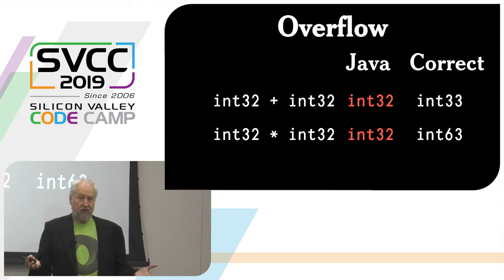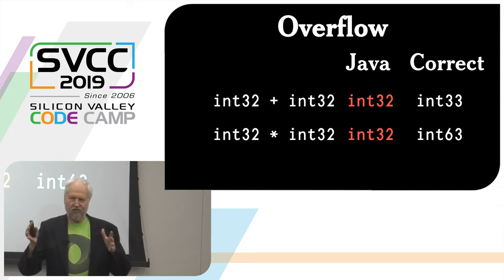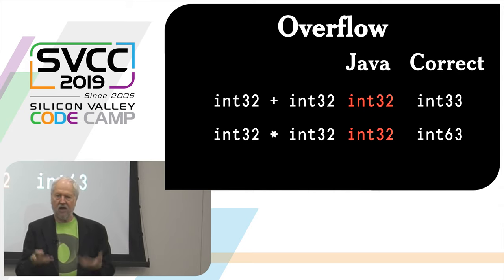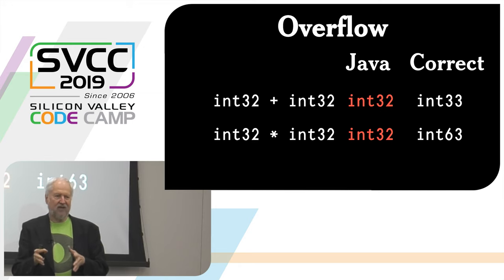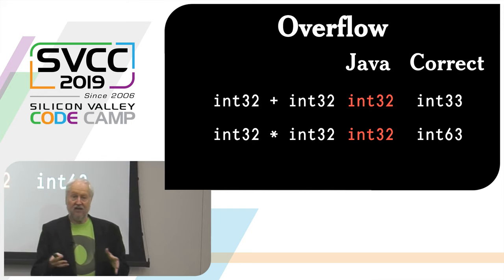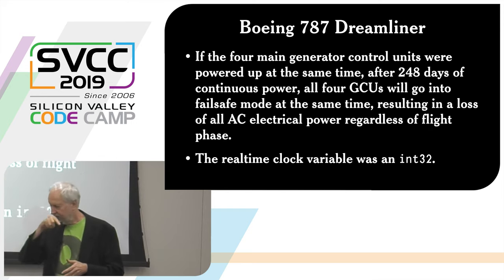So overflow is bad, right? Because the most important part of the result is gone, and you're left with this stuff, and there's no easy way to look at that result and know that this bad thing happened. And there can be tragic consequences from this.